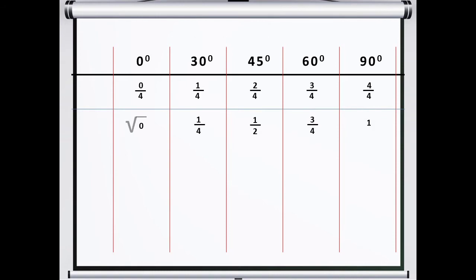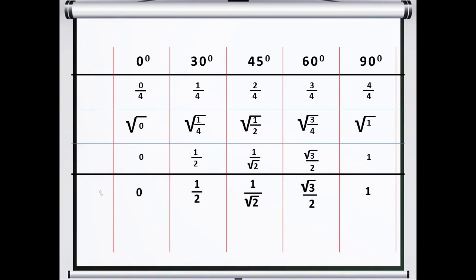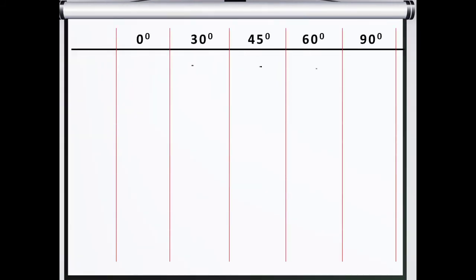Now children, please note, square root of 0, 1 and 4 will become 0, 1 and 2 respectively, whereas square root of 2 and 3 will remain as root 2 and root 3. And thus we get all these values for the trigonometric ratio sin for these specific angles. And this set of values we can use to complete that entire table.